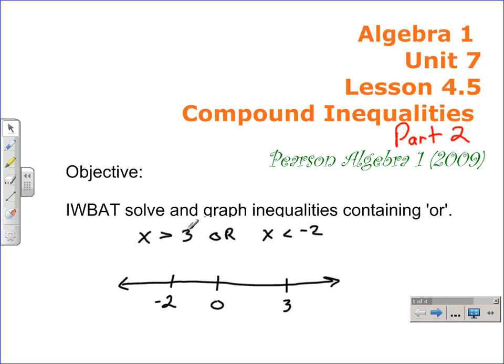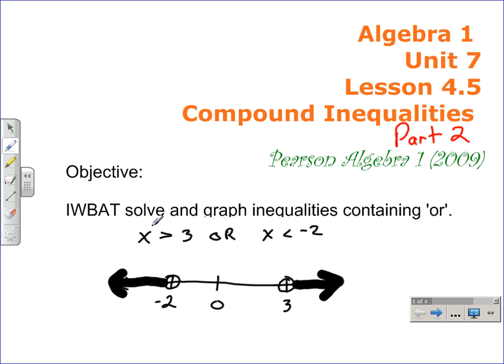So x is greater than 3. So we use an open circle on the 3. And since it's greater than, we shade to the right. And then we graph x is less than -2. Open circle on the -2, and we shade to the left because that inequality tells us to. It says x is less than -2. Less than is to the left, greater than is to the right.